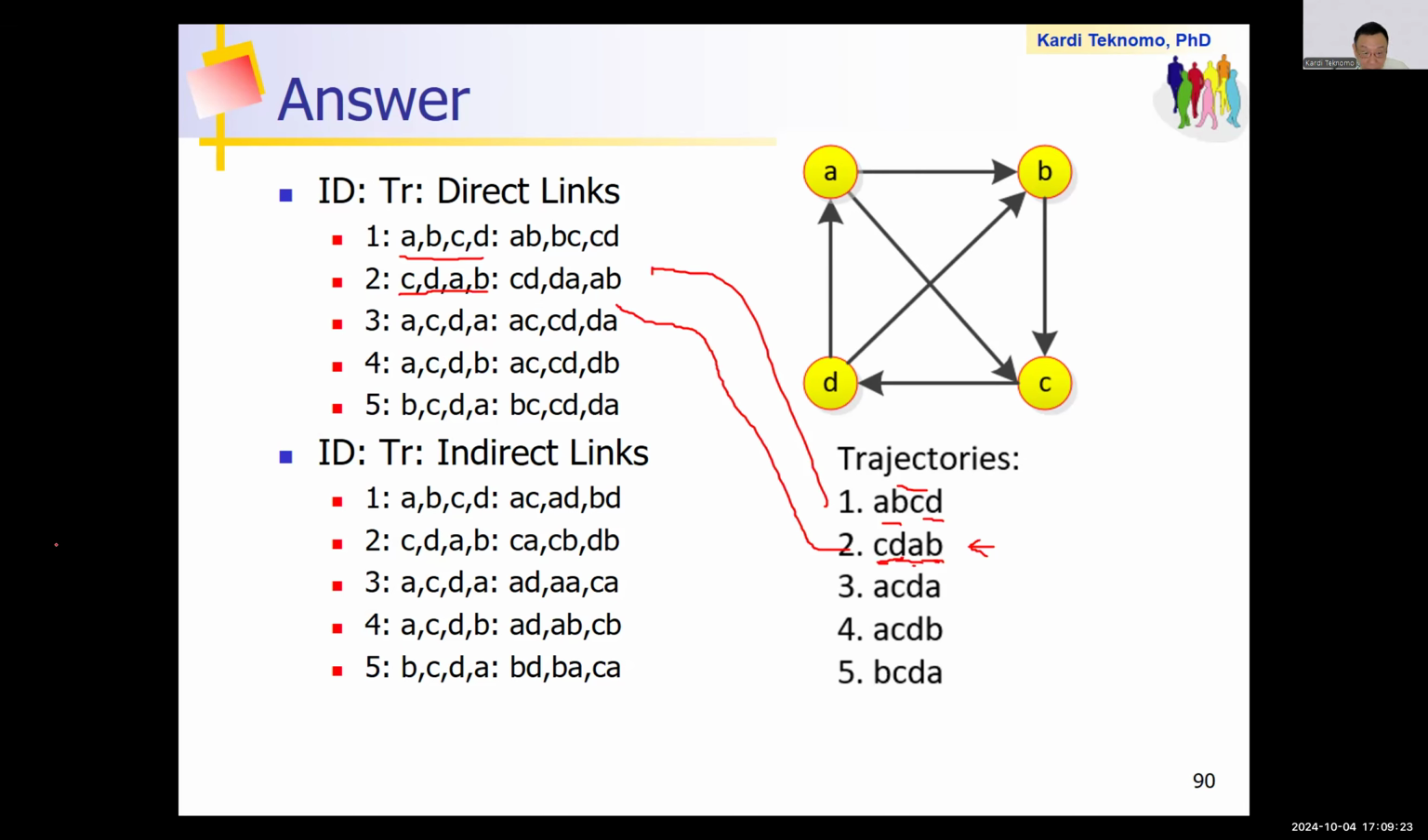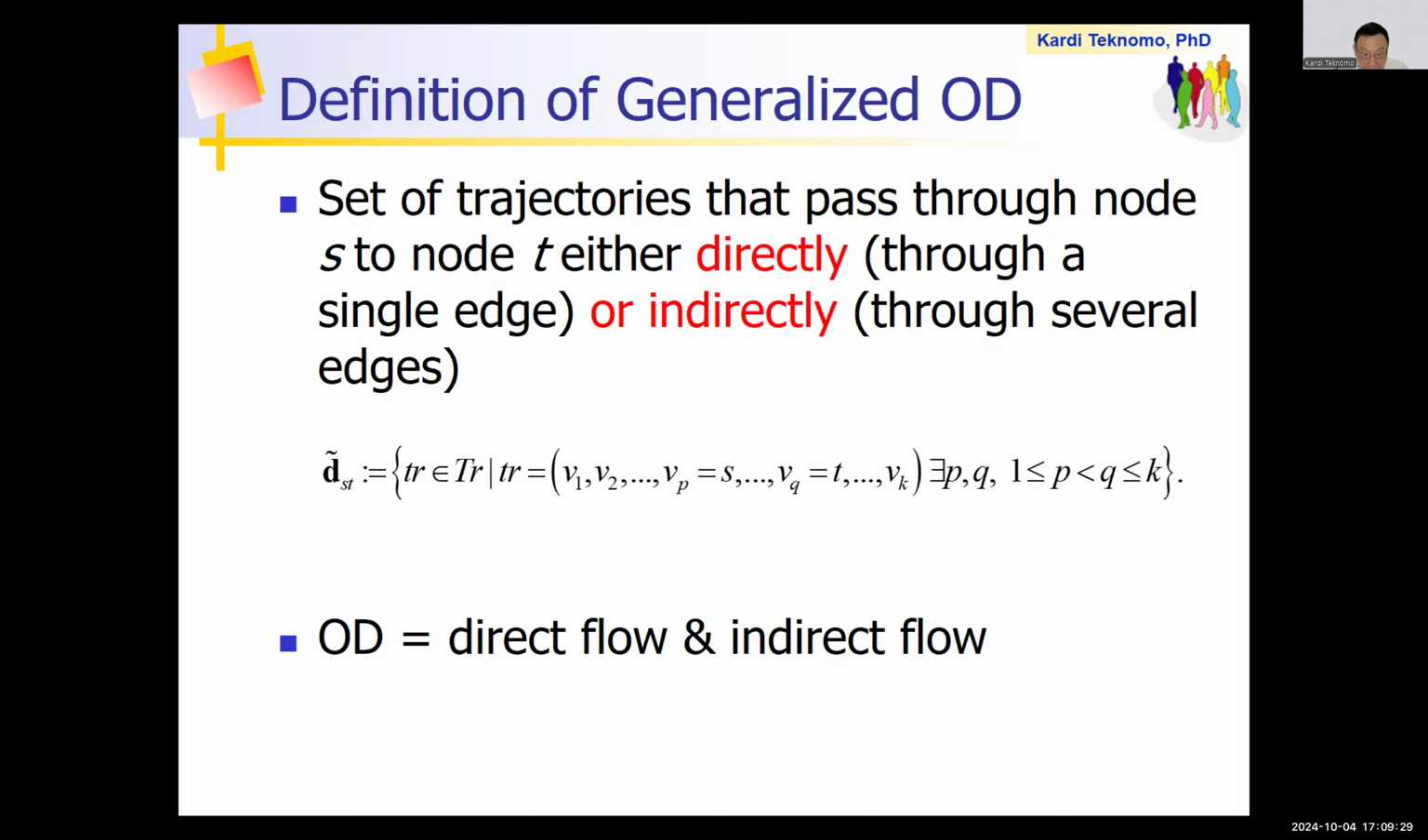Okay. Now, based on direct links and indirect links, you can create OD. What is OD? Generalized OD is basically combined, both direct link flow and indirect link flow. So it combines direct and indirect flow. OD matrix is very important.